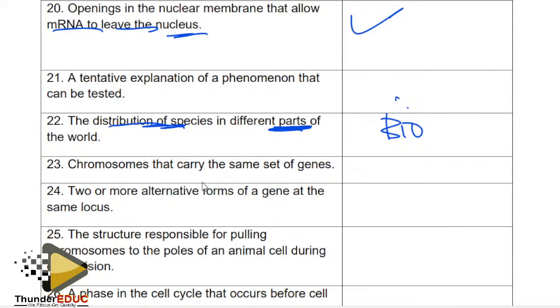Then they're saying chromosomes that carry the same set of genes. How do you call those chromosomes? Homologous chromosomes, meaning that when they look at it, they look like that.